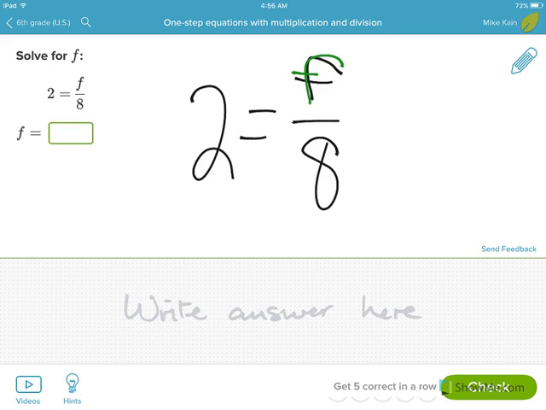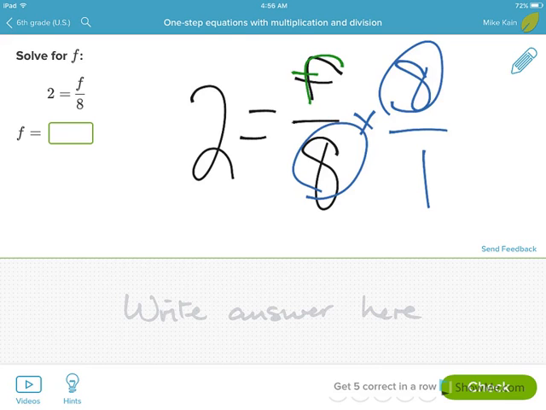So since it's division, what's the opposite of division? If you said multiplication, you're right. So if I multiply this side by 8, let's call it 8 over 1 so you can see a little bit more clearly, 8 will divide out 8. 8 divided by 8 is 1, which will cancel. It's also called cross-canceling. So the 8s will cancel each other, and you'll have n by itself.